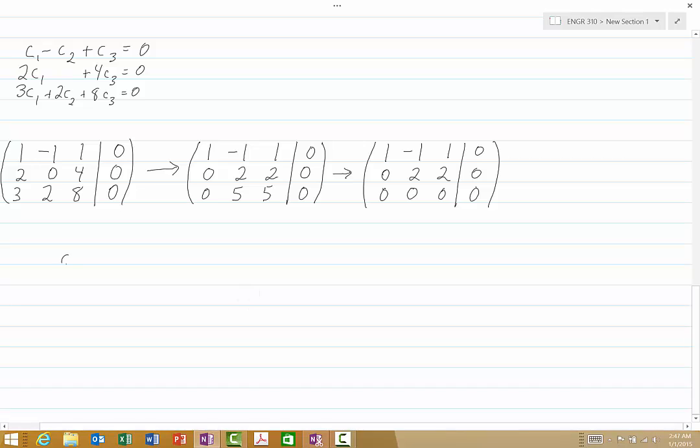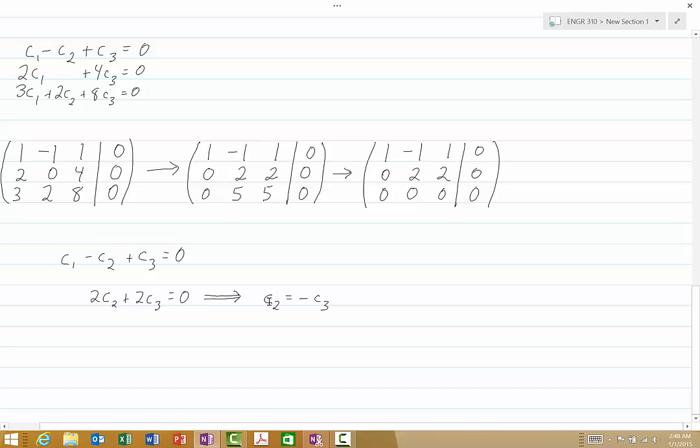And so we have C1 minus C2 plus C3 is equal to 0, and 2C2 plus 2C3 is equal to 0. And that's it. The last equation is just 0 equals 0. So we only have here 2 equations and 3 unknowns. Now notice that the second equation here implies that C2 is equal to -C3.